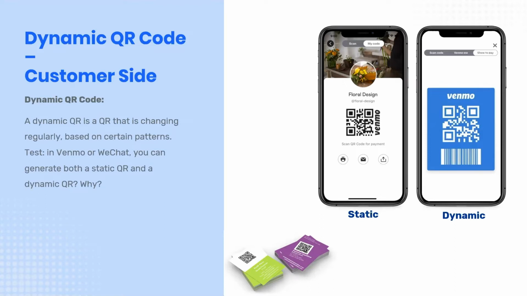In Venmo or WeChat, you can generate both a static QR and a dynamic QR. Why is that? The static QR is the contact QR used to add a friend. It's more or less your digital ID card or your vCard that you give to people to add you as a friend. Your contact QR usually never changes. In China, it's very common for businessmen to print their WeChat contact QR code on their business cards, a very, very common use.